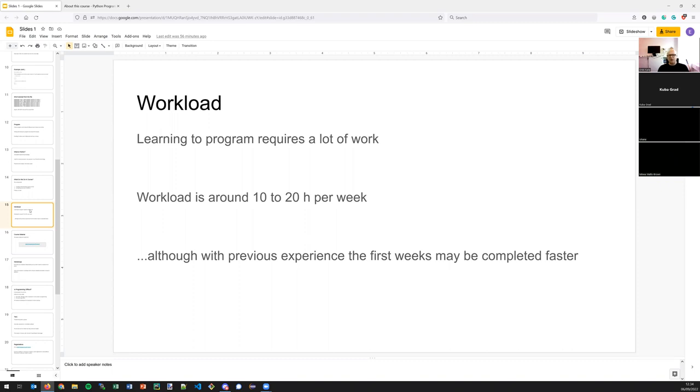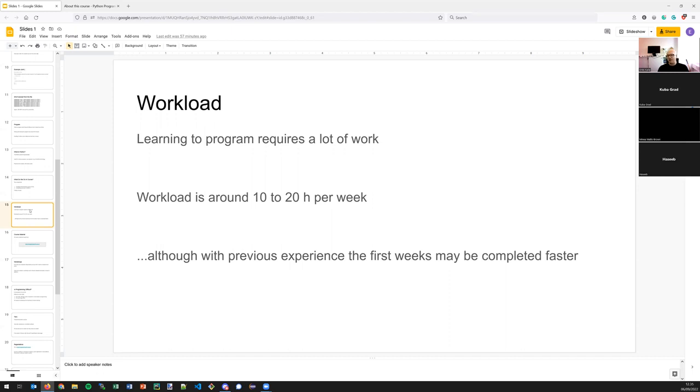If you think about the workload required, I think something around 10 to 20 hours per week. If you have some previous experience, but maybe not enough to pass the initial exam, you probably will complete at least the first weeks faster. It may only take a couple of hours. But then if you don't have any previous experience, it may take some time.